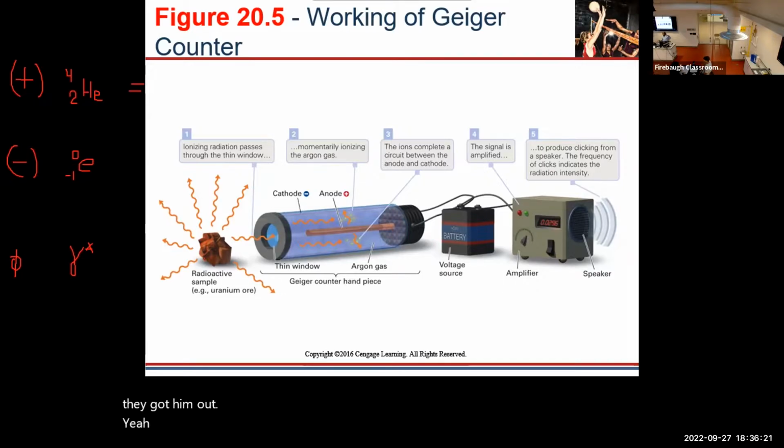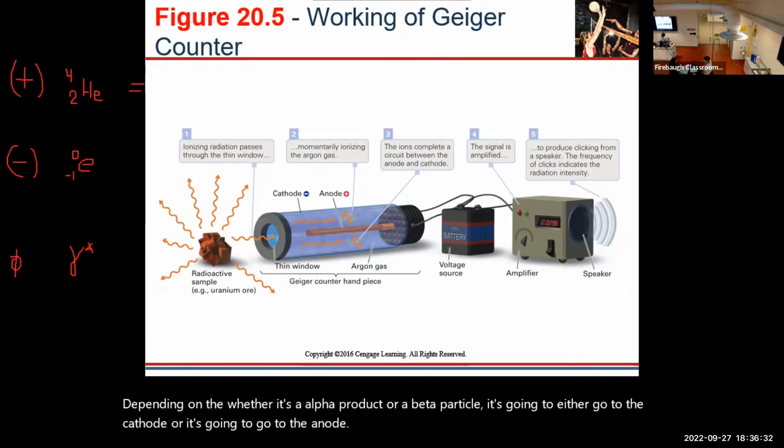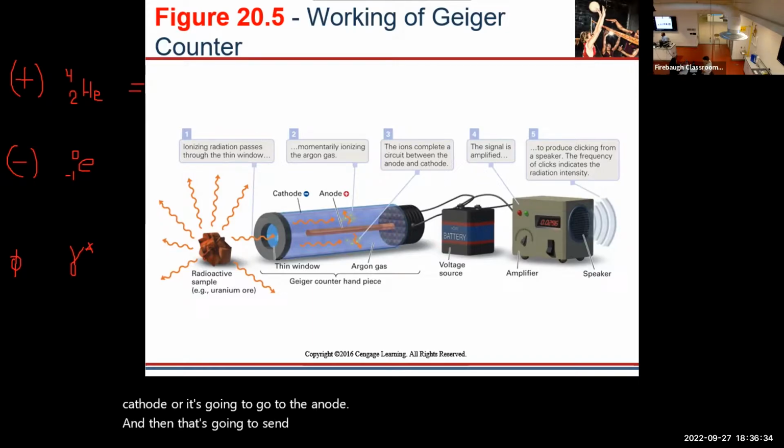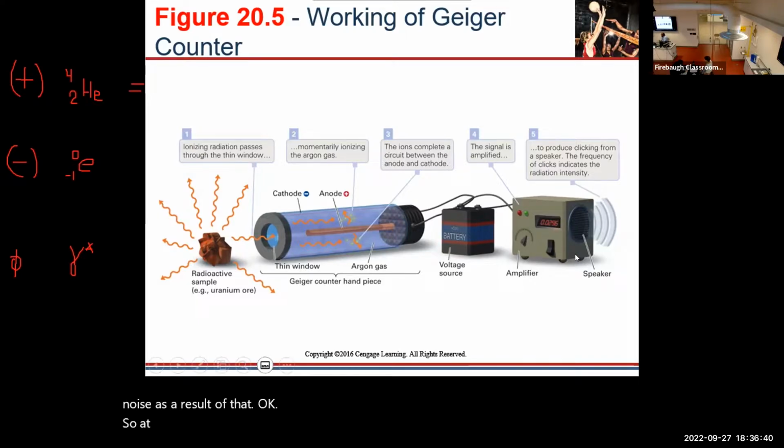Anyway, depending on whether it's an alpha particle or beta particle, it's going to go either to the cathode or to the anode. And then that's going to send a signal that's amplified, so at the end of it you get that sound. Right? So that's an example. That's just a modified one, right?